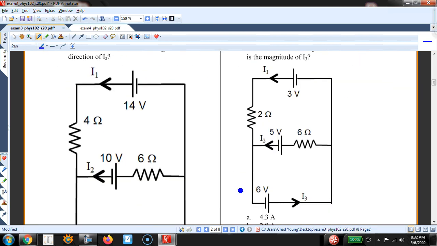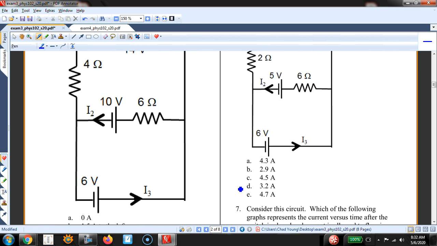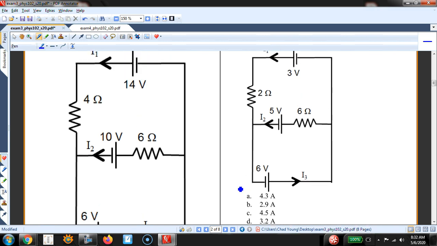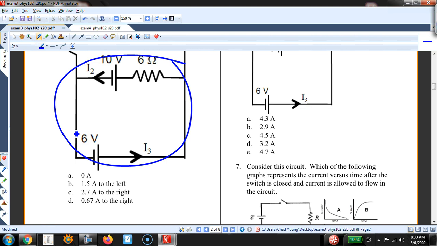What is the magnitude and direction of I2? Okay, so I want to know I2. I want to figure out what is the best loop to use to find I2. And it's going to be this bottom loop. Notice there's no resistor in this bottom part right here, so my equation is only going to have I2 in it. So I'm going to start right here. I'll go in this direction.